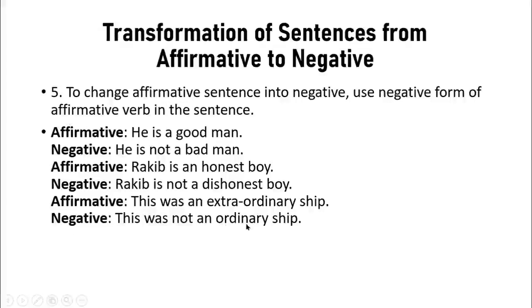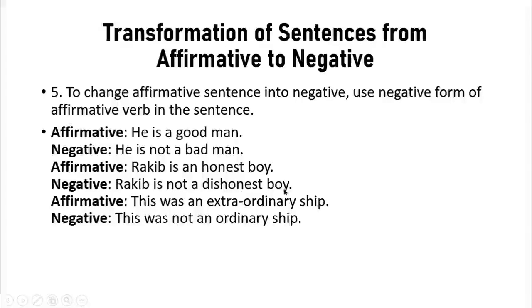So, here we have negative form of verb. So, we have to use affirmative form of verb. Okay? So, this was, and here we have used not. Just cut off not and write down an. Here we have used not an ordinary. We will use extraordinary ship. This was an extraordinary ship.